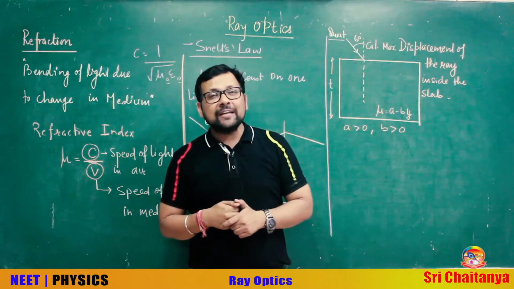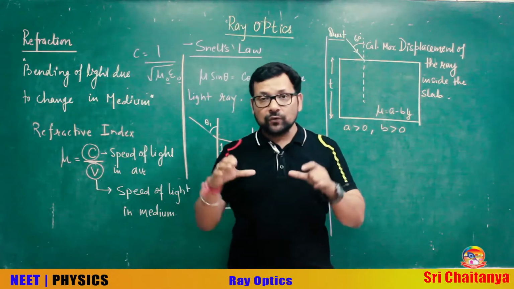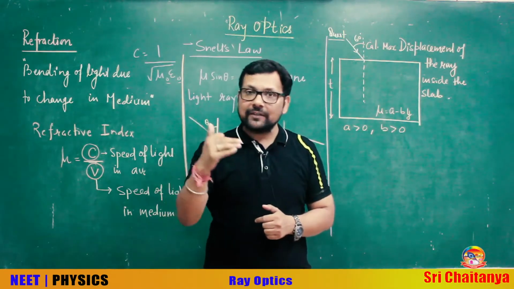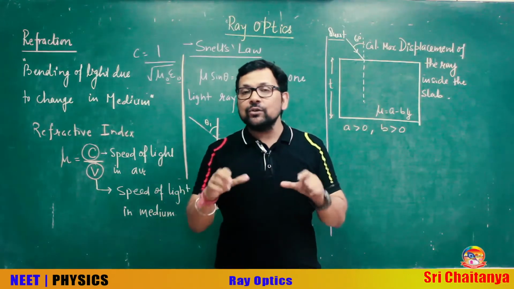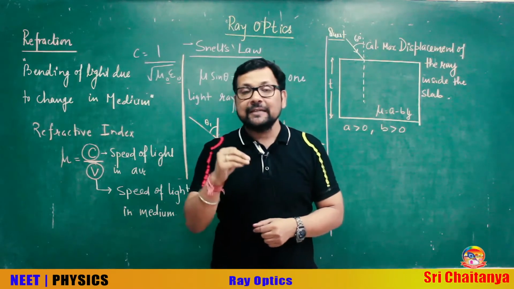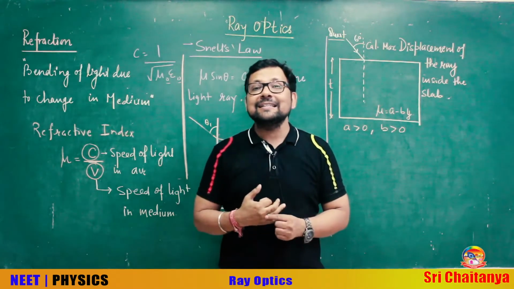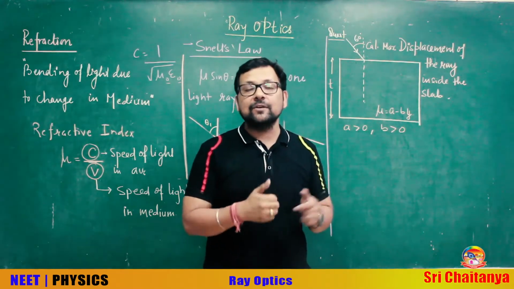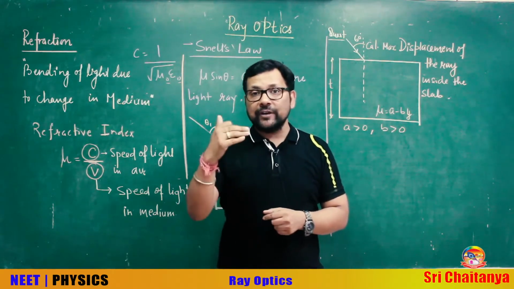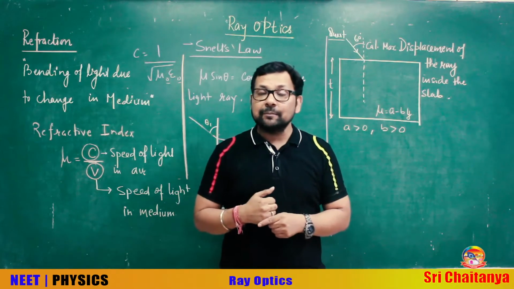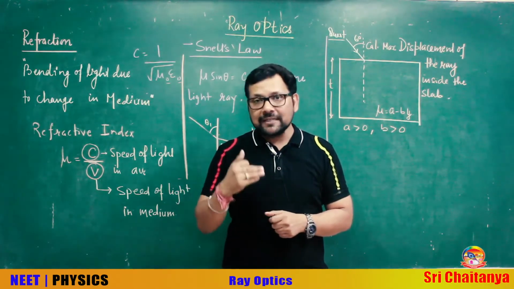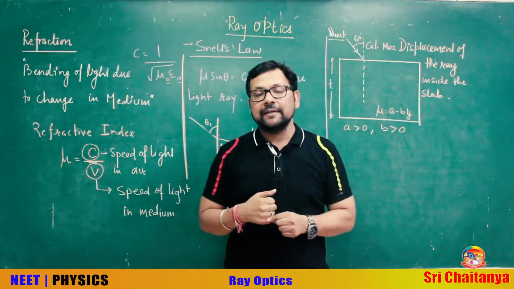Moreover, one very basic fundamental concept is, for a wave, the density of the medium is decided by the refractive index. Here we don't talk about the particle density. It's not mass upon volume. It is the refractive index that decides whether the medium is denser or rarer. In other words, if the speed of the wave is greater, that means the medium is rarer. If the speed of the wave is lesser, that medium is denser.